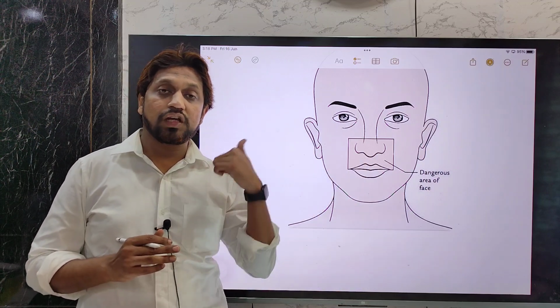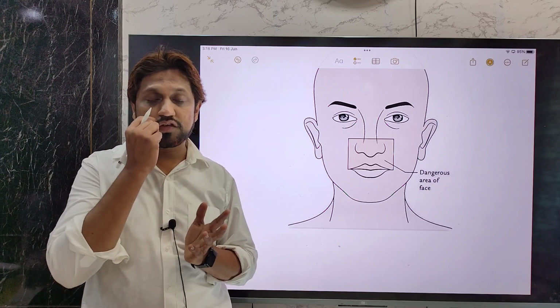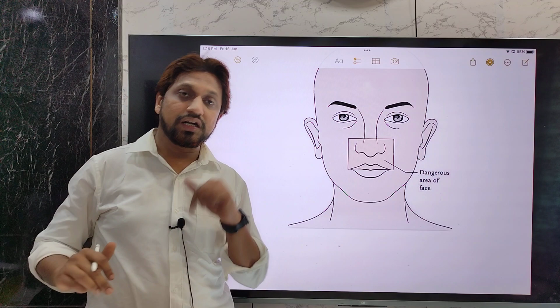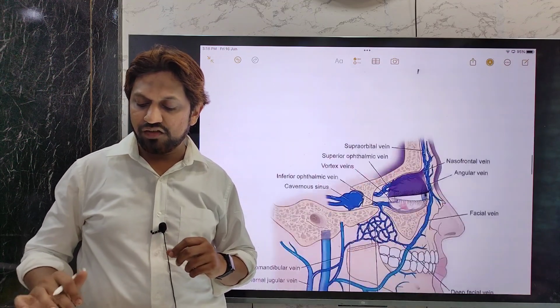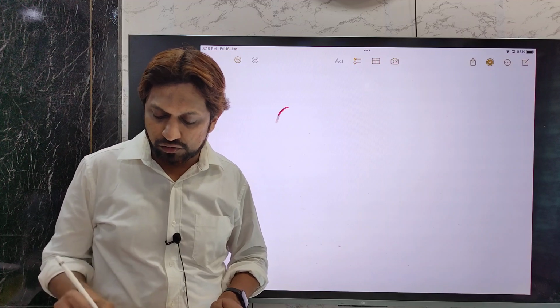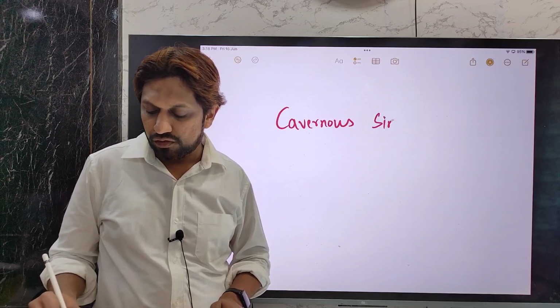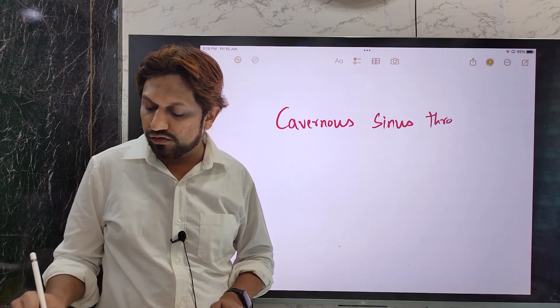So if it goes to the cavernous sinus, that is the intracranial cavity, that is into the brain. So directly from this extracranial vein, it will go to the intracranial veins, that is cavernous sinus. So this will cause the inflammation in the cavernous sinus, something known as cavernous sinus thrombosis. So ultimately the problem is this.